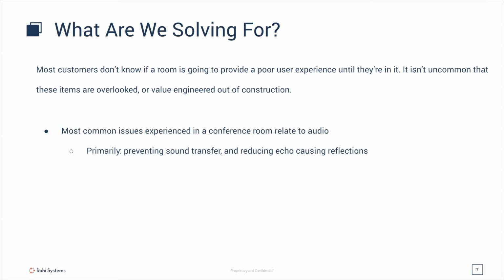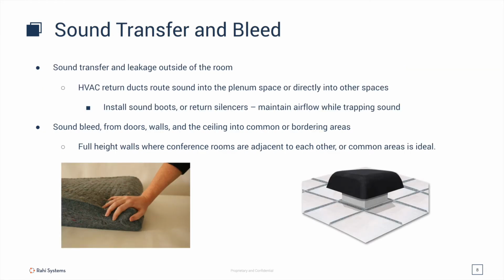The most common issues we experience in a conference room relate to audio, primarily preventing sound transfer and reducing echo-causing reflections. Sound transfer, sound bleed, or sound leakage is where sound or audio that you want inside the room is being heard outside of the room. A frequently overlooked cause of this is HVAC return ducts routing sound into the plenum space or directly into other spaces. This can effectively turn your conference room and a common space into a classic two cups connected with a piece of string, and you're just talking directly into someone else's ear.